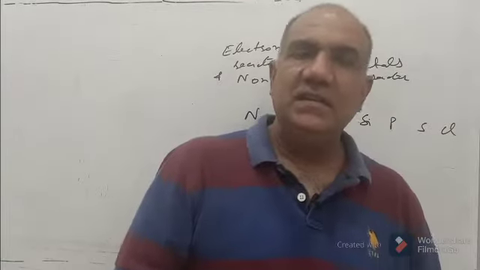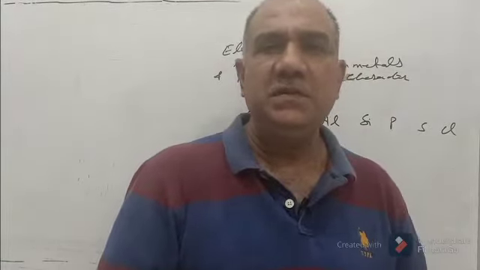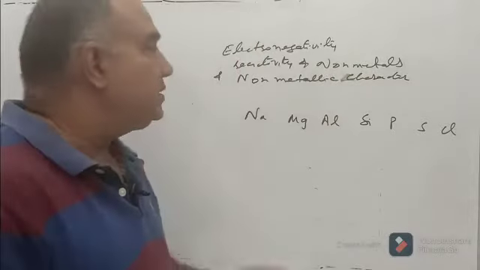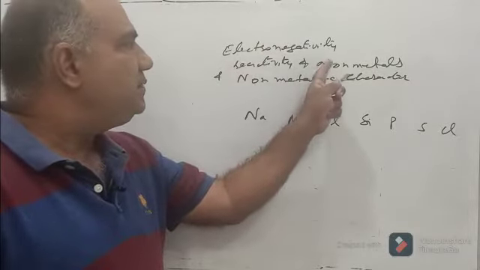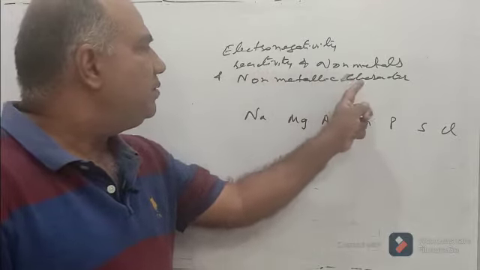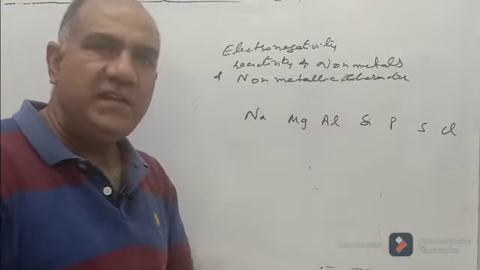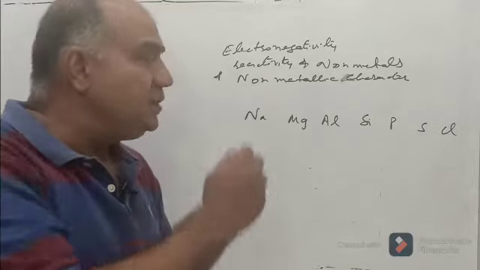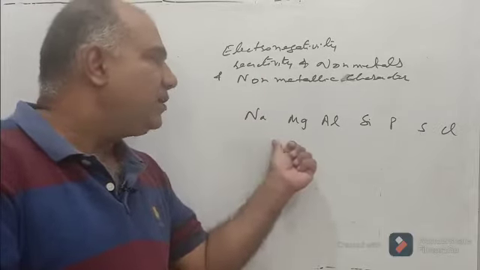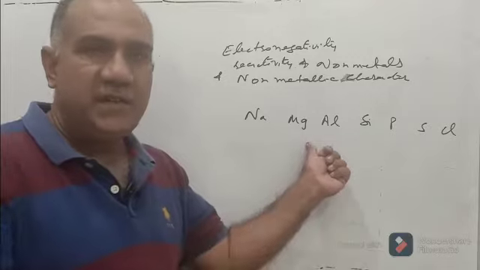Hello students, in this class of ours we are going to study three characters: electronegativity of elements, reactivity of non-metals, and non-metallic character. We are going to see precisely what happens to these three characters when we move across a period from left to right.